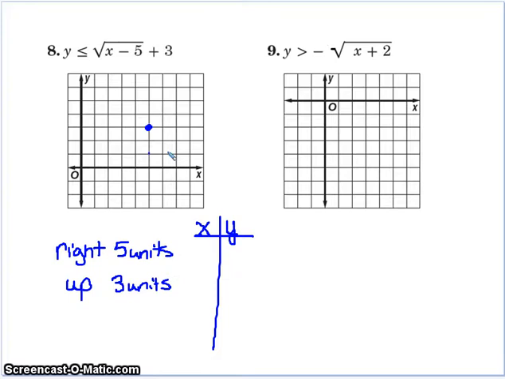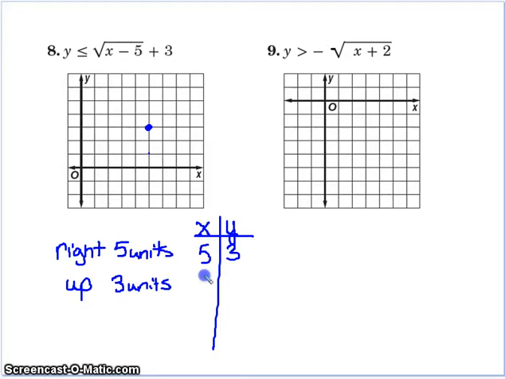The issue is if you plug in a 0, it's not going to work because 0 minus 5 is -5, and you cannot take the square root of -5. That doesn't work. So that's where we get imaginary numbers, and we can't graph imaginary numbers. The smallest number that we can plug in for x is going to be 5. If we plug a 5 in, 5 minus 5 is 0. The square root of 0 is 0, and then you have +3. So 5, 3 is my first answer.